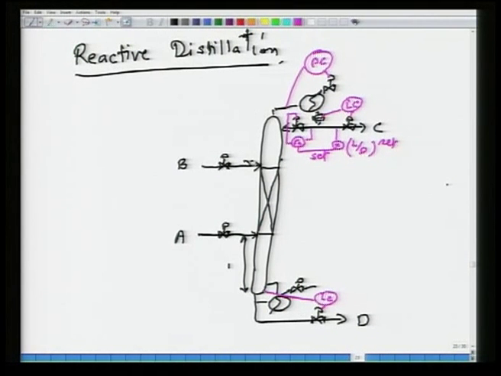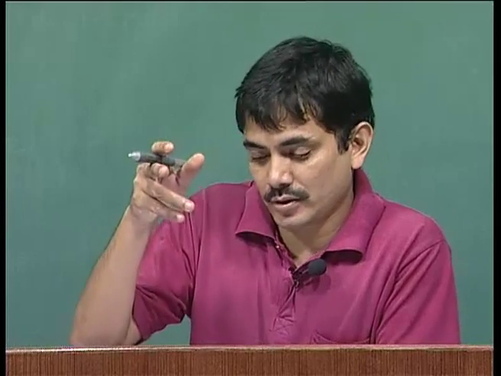Let us say I am holding the flow rate of A constant. Okay. I do temperature control here to prevent reactants from leaking down the bottoms. So, if the temperature is going down, that means the light reactants are accumulating in the stripping section. I need to increase the reboiler duty so that they are sent back to the reactive zone, right.